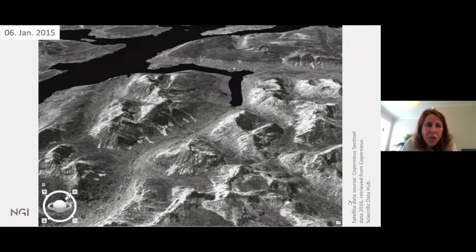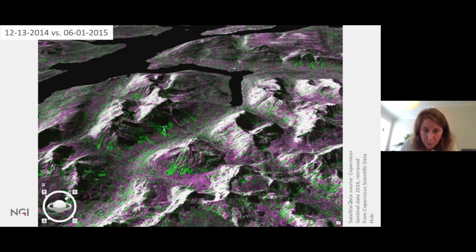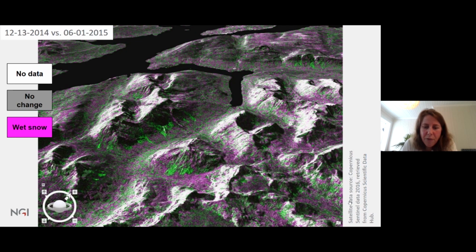If we now differentiate these two pictures by subtracting one from the other, that's the next image, you see them as green highlighted blobs or clusters of cells. And these are actually the avalanches we are interested in. So the white areas, that's where we have no data due to this radar distortion that I shortly mentioned initially. The gray areas, that's where we have no change between the December image and the January image. The purple areas is where we have wet snow. So the snow got wetter between the December image and the January image. And finally, the green area, as I said, that's what we are interested in. That's the avalanche deposits.